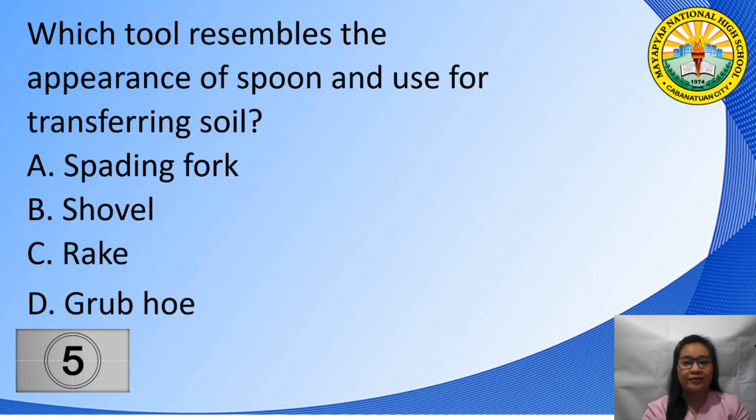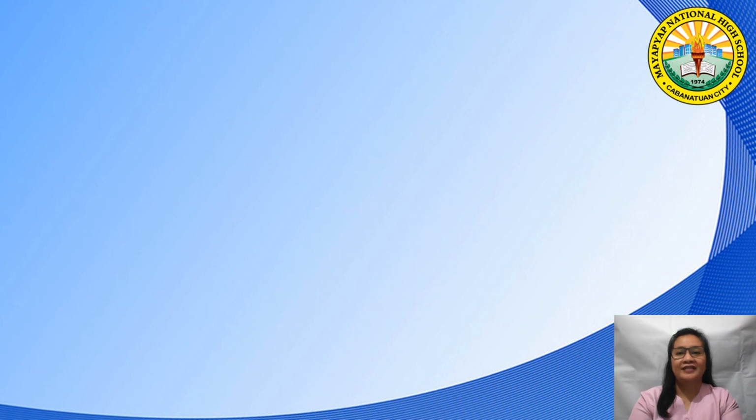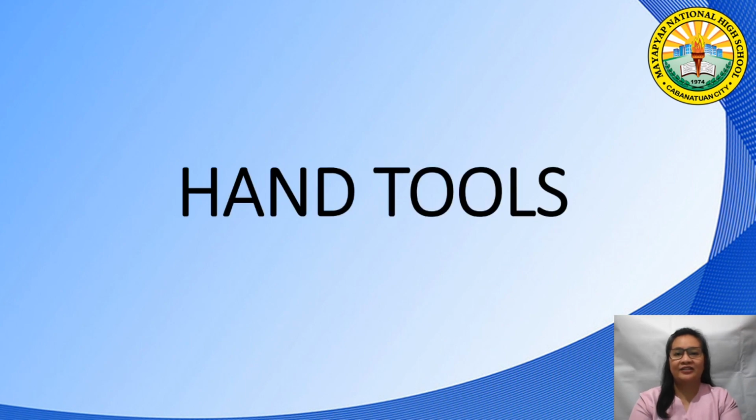Which tool resembles the appearance of spoon and used for transferring soil? A. Spade and fork, B. Shovel, C. Rake, D. Grab hoe. Your time starts now. Correct, letter B, shovel. The first lesson we're going to discuss is hand tools.